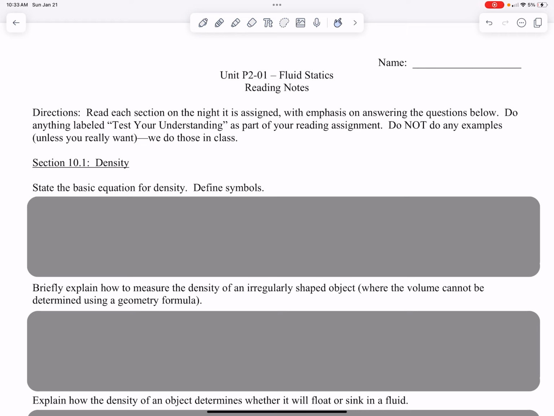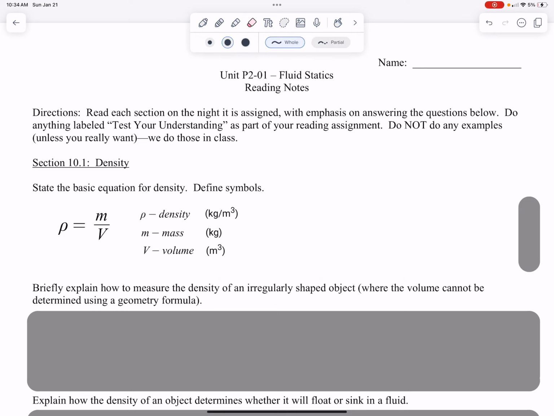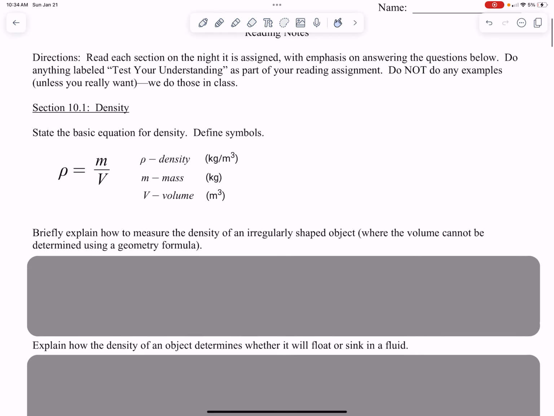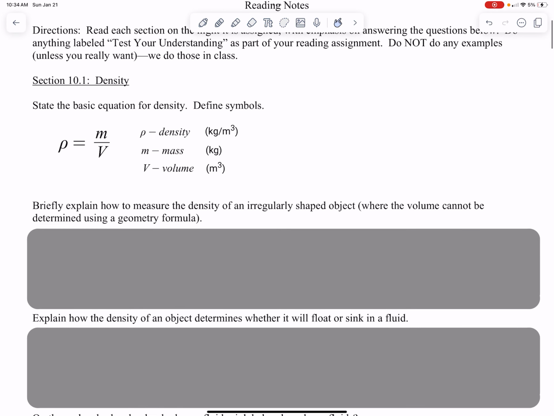Let's begin. Section 10.1, density. State the basic equation for density. Define the symbols. Well, the equation for density is rho equals mass divided by volume, where density is the variable rho, the Greek letter rho, and its units are kilograms per cubic meter. M is mass, that's in kilograms. V is volume, which is going to be in cubic meters.